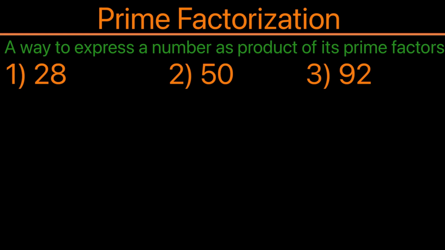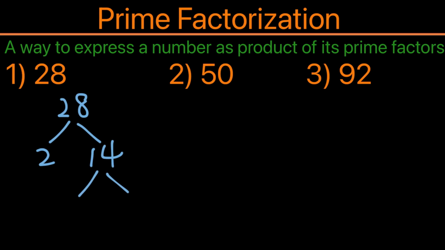So, first example, we have 28. We'll go ahead and list 28 here. Then, we're going to branch it down. And 2 times 14 will work. Since 2 is a prime factor, there's no further action needed on the 2. For 14, we can branch down further, breaking it down. 14 equals 2 times 7.